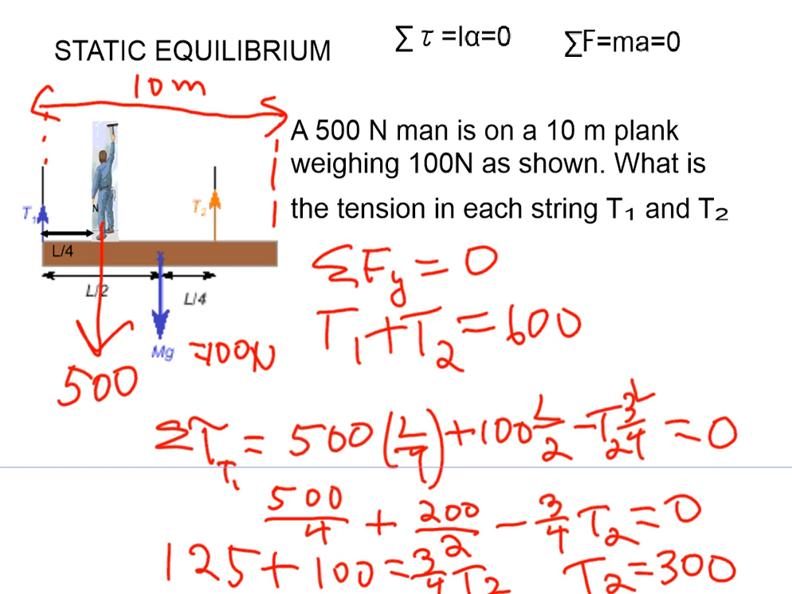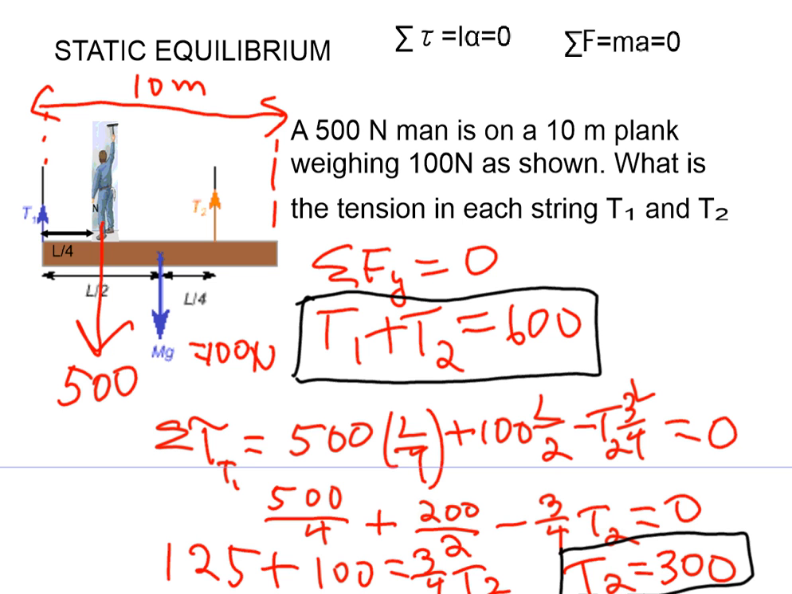So this is the solution. T2, check your calculations, is equal to 300. T1 plus T2 add up to 600, so T1 is also equal to 300 newtons.